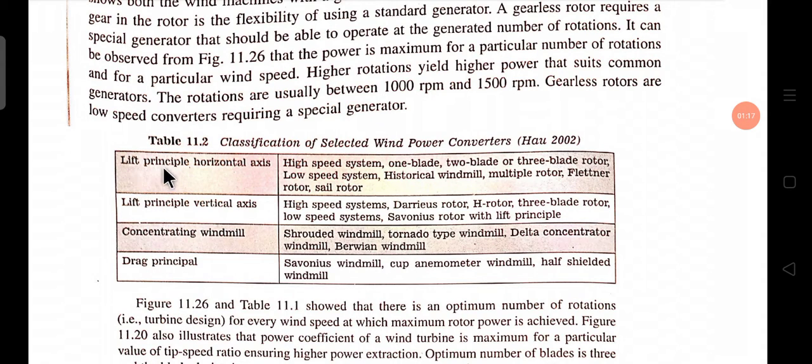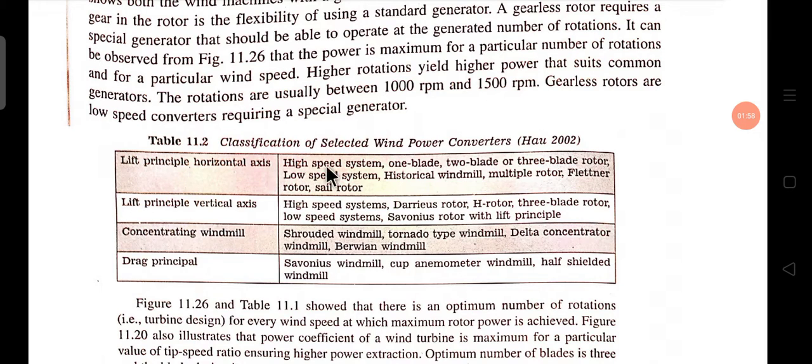The first one is the lift principle, horizontal axis. What is the lift principle, horizontal axis? High speed system: one blade, two blade or three blade rotor. Low speed system: historically windmill, multiple rotor, fitted rotor, sail rotor. Based on the lift principle, this is the classification of the rotor.